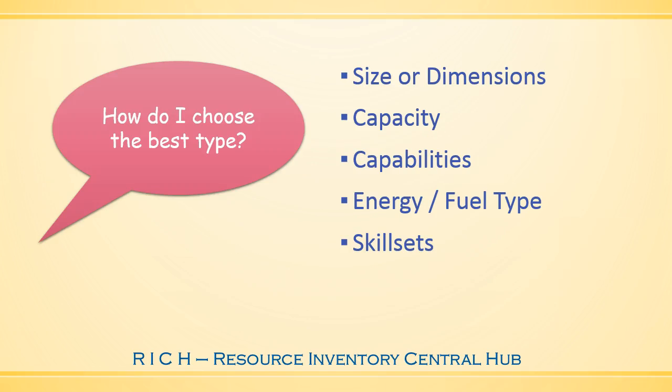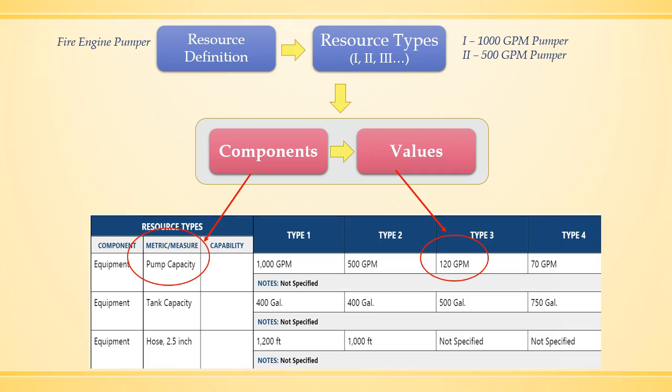A typical challenge with the FEMA typing is deciding which type to assign once a resource definition has been identified. Attributes or characteristics are used to make this choice. The box shown here is an excerpt from a FEMA resource type definition. You can see that the various attributes distinguish between the types. In the R.I.C.H system, we define the relevant attributes or components at the definition level. Then we set the distinguishing values at the type level.